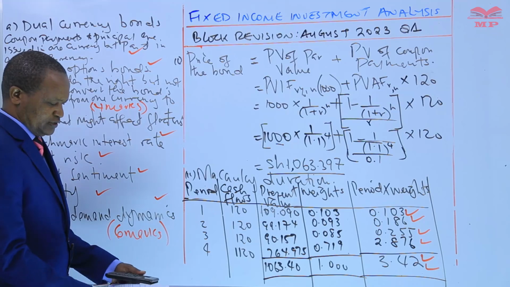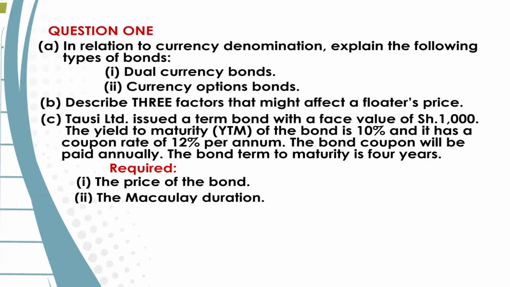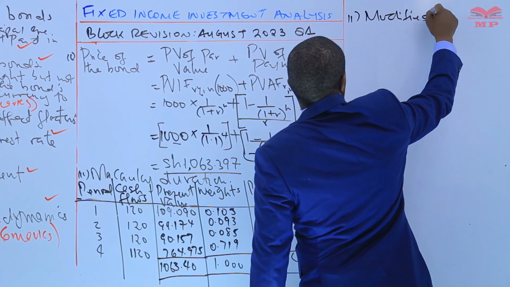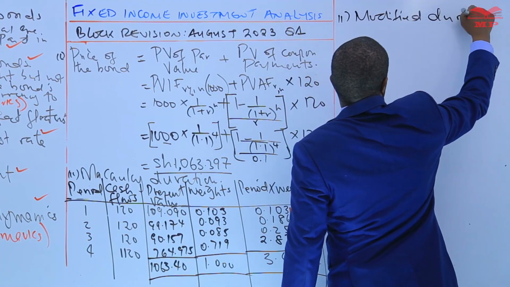So candidates, that is Roman 2. Then Roman 3, modified duration. We want to calculate the modified duration.